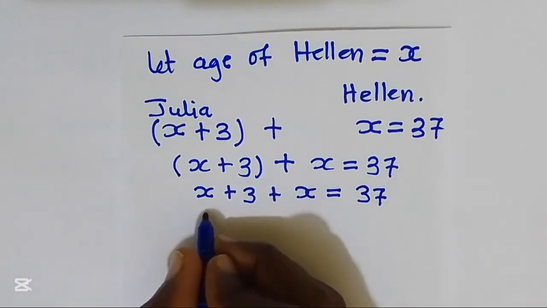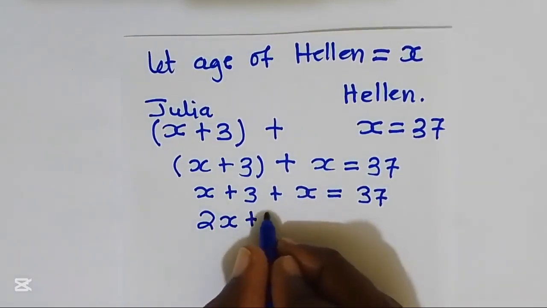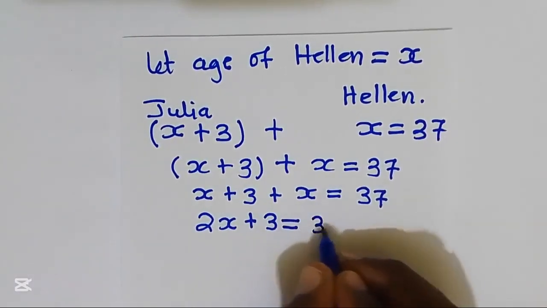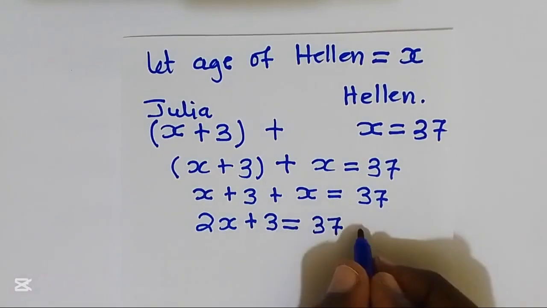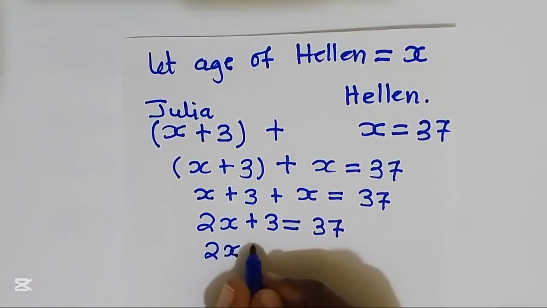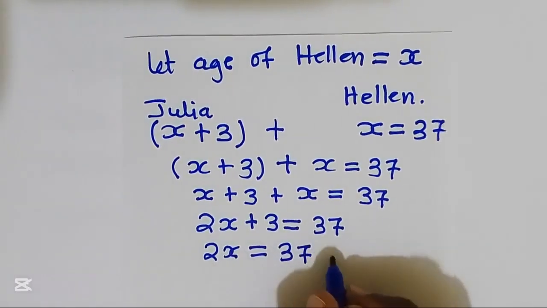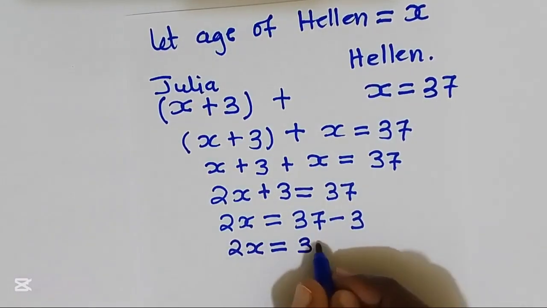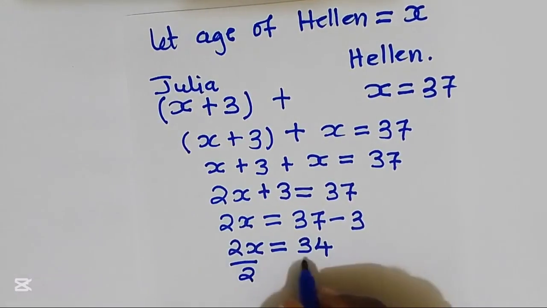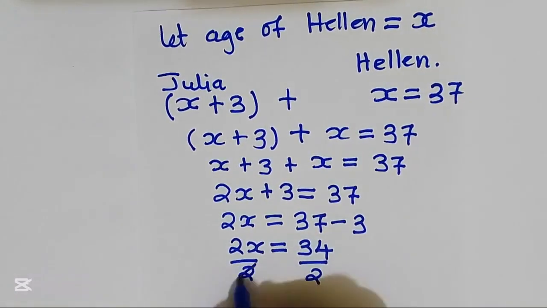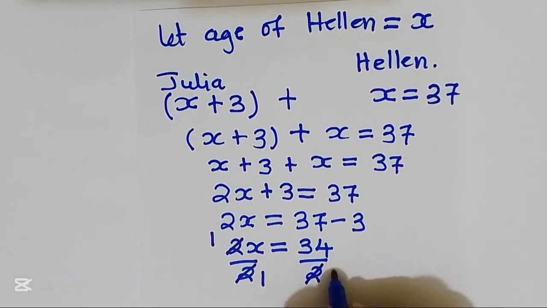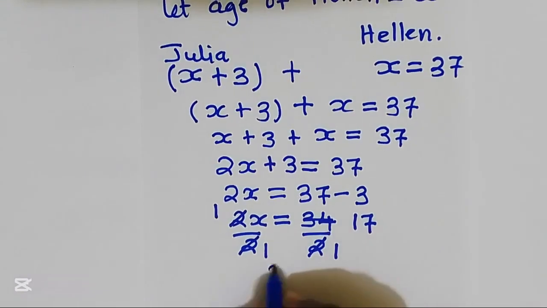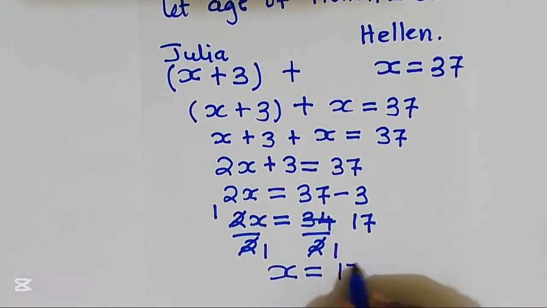x plus x, we got 2x plus 3, this is equal to 37. Take 3 to the right hand side, that is 2x, this is equal to 37, take away 3. 2x is equal to 34, divide by 2, divide by 2. By 2, 1, by 2 we got 1, by 2, 1, by 2, it is 17. So, the value of x is equal to 17.